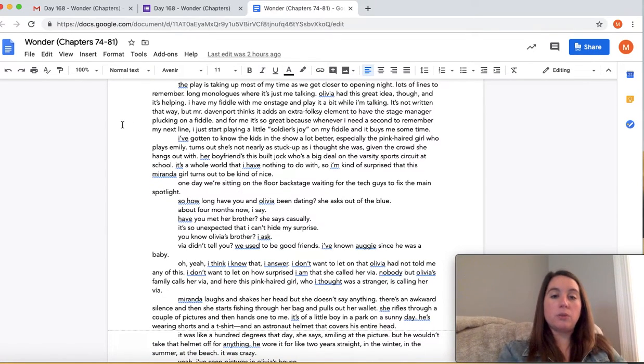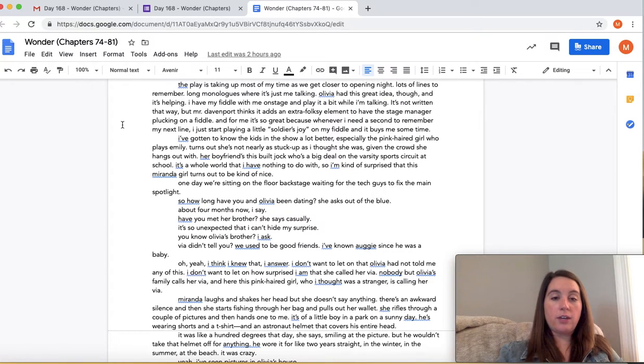The play is taking up most of my time as we get closer to the opening night. Lots of lines to remember, long monologues, where it's just me talking. Olivia has this great idea, though, and it's helping. I have my fiddle with me on stage and play it a bit while I'm talking. It's not written that way, but Mr. Davenport thinks it adds extra folksy element to have the stage manager plucking on a fiddle. And for me, it's great because whenever I need a second to remember my next line, I just start playing a little Soldier's Joy on my fiddle and it buys me some time.